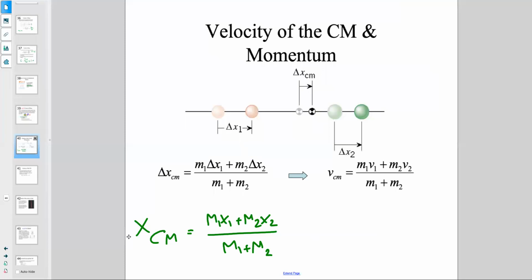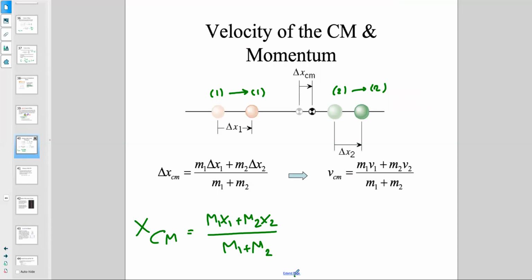But if the objects are moving with velocities v1 and v2, then I can find the velocity of the center of mass, because the center of mass is also moving. If particle 1 moves to here and particle 2 moves to here, delta x1 and delta x2, with the different velocities v1 and v2, then I can find the velocity of the center of mass.